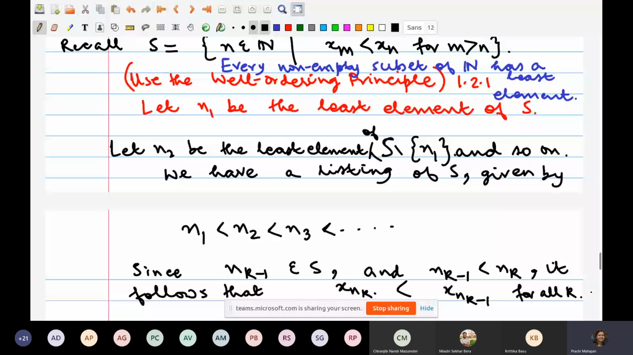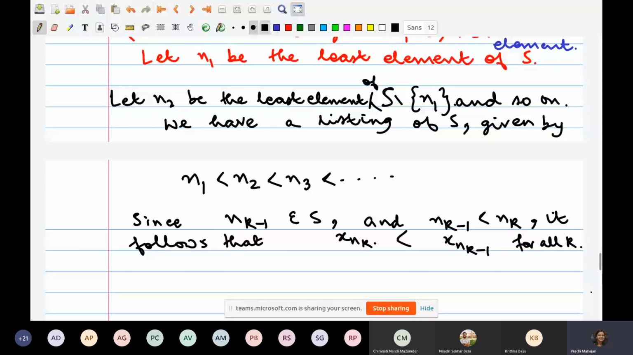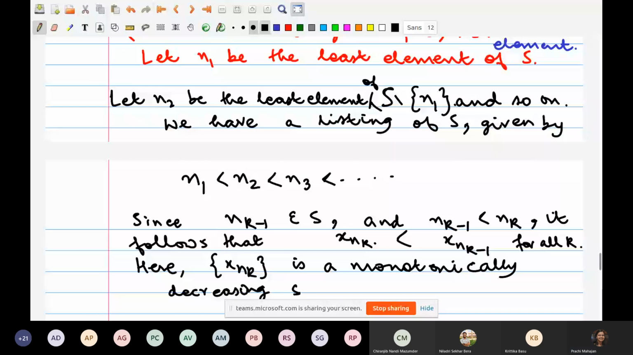The upshot of all of this discussion is that here we have a subsequence x_{n_k} of the given sequence x_n, which is monotonically decreasing. Let me write that down. This is a monotonically decreasing subsequence of the sequence x_n. And that's all. I am done with this proof. I will pause if any of you have questions.